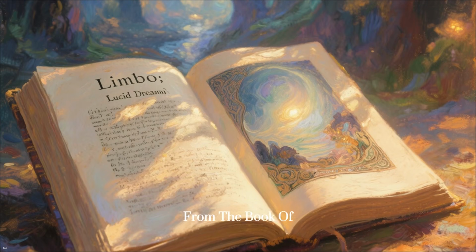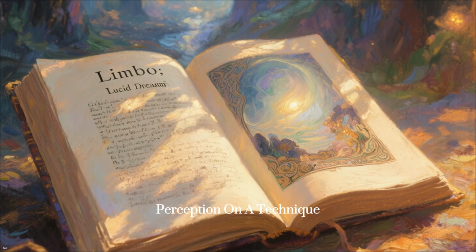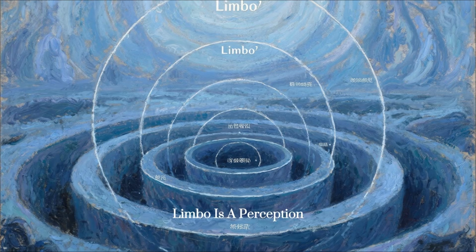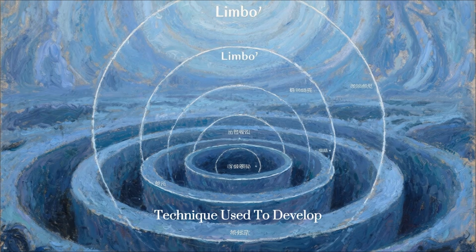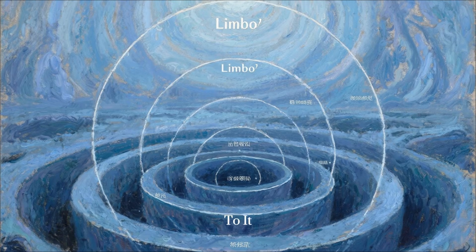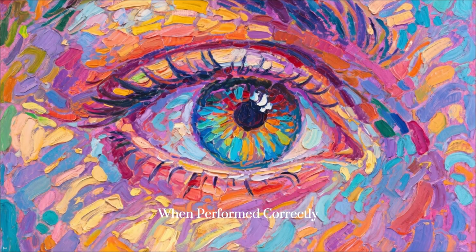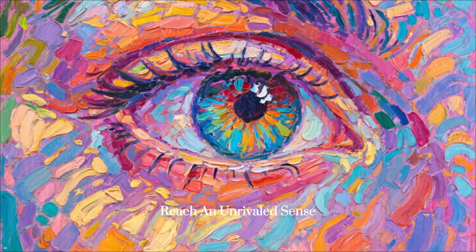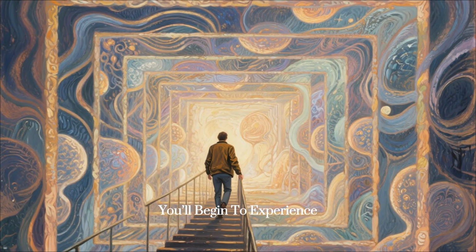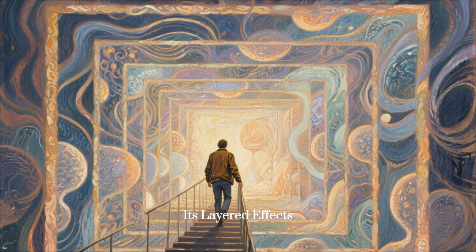Today, I will read from the Book of Perception on a technique called Limbo and its capabilities. What is Limbo? Limbo is a perception technique used to develop conscious and subconscious awareness, but there is more to it. When performed correctly, Limbo allows you to reach an unrivaled sense of clarity. As you progress deeper into it, you'll begin to experience its layered effects.